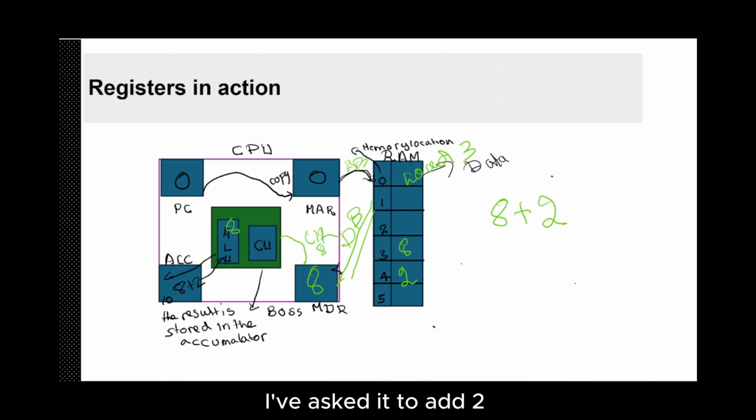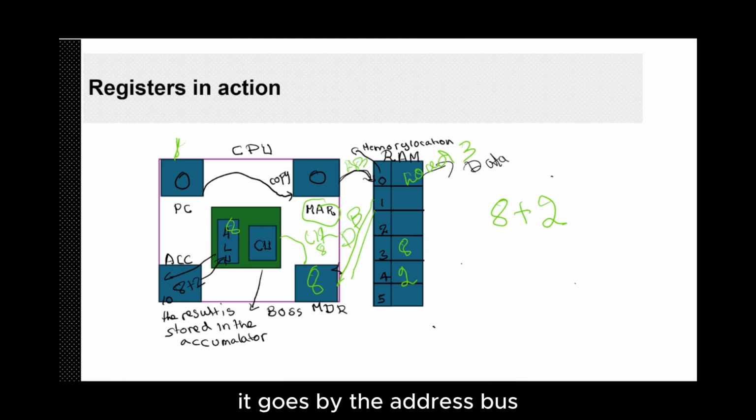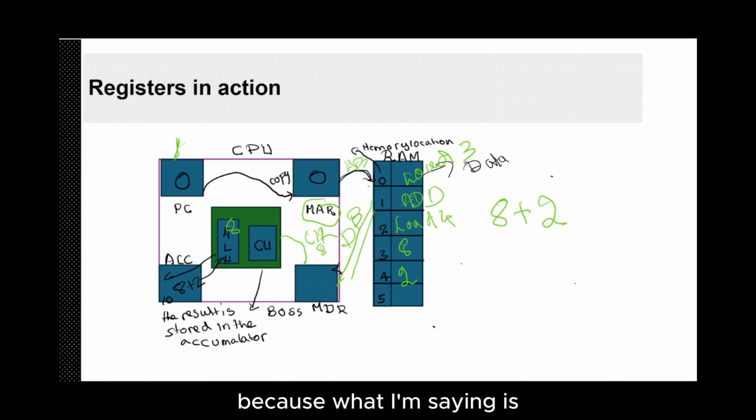Now, I've asked it to add 2. Again, the program counter increases to 1 now, and that instruction is copied to MAR. It goes via the address bus. Here I can say add. What do I add? What is in memory location 4? So I will say load 4. That instruction will be copied now into MDR, because what I am saying is add 2. So where is 2? It's in memory location 4, so it will load 2 now.